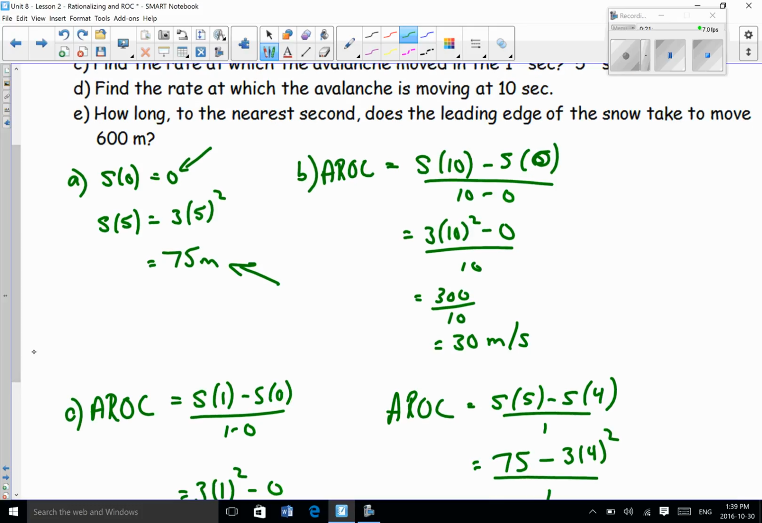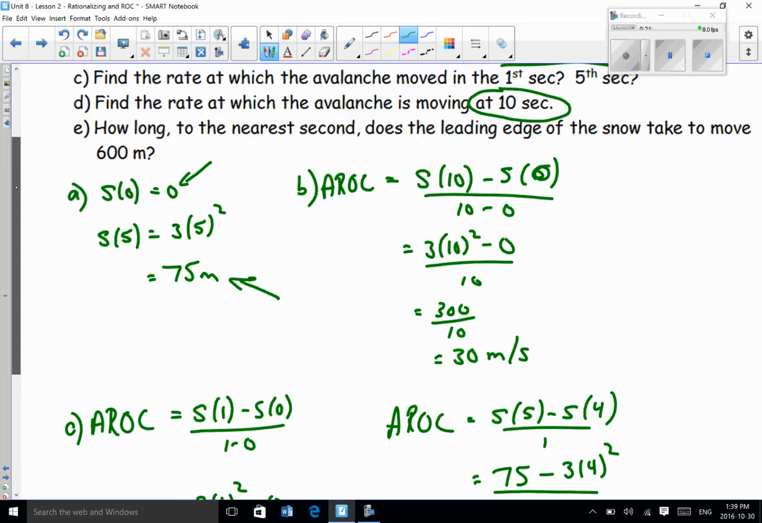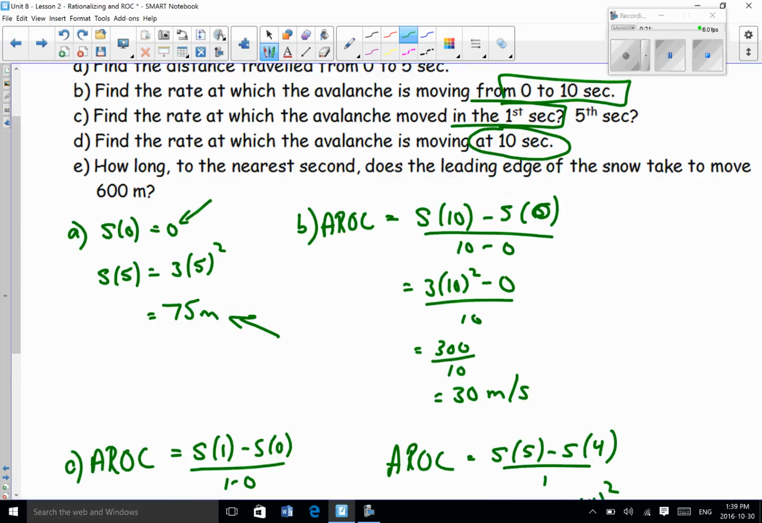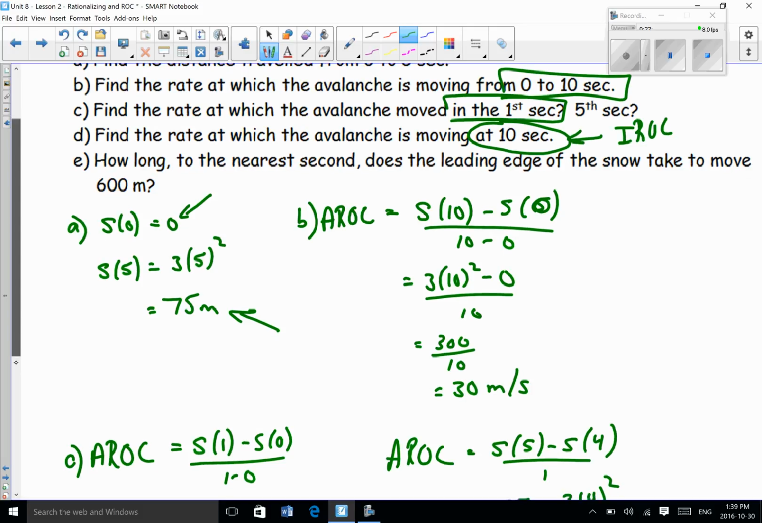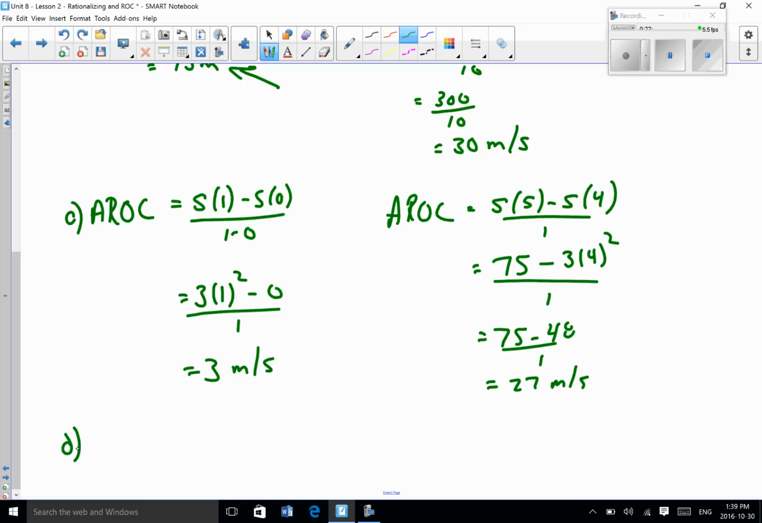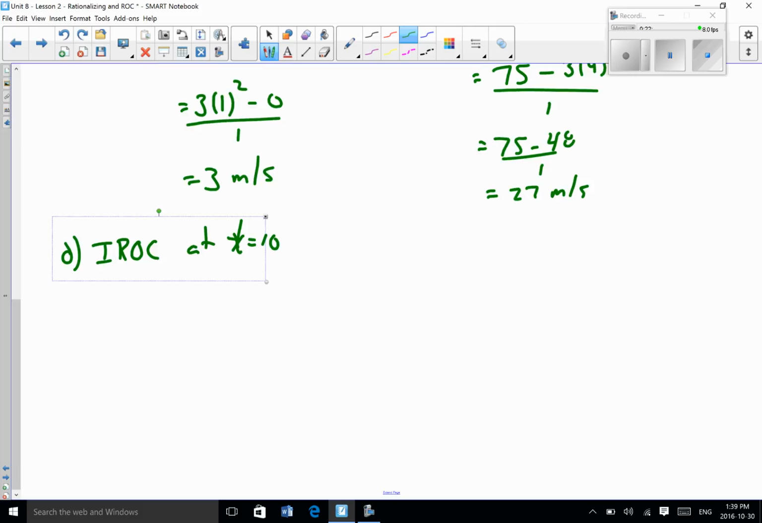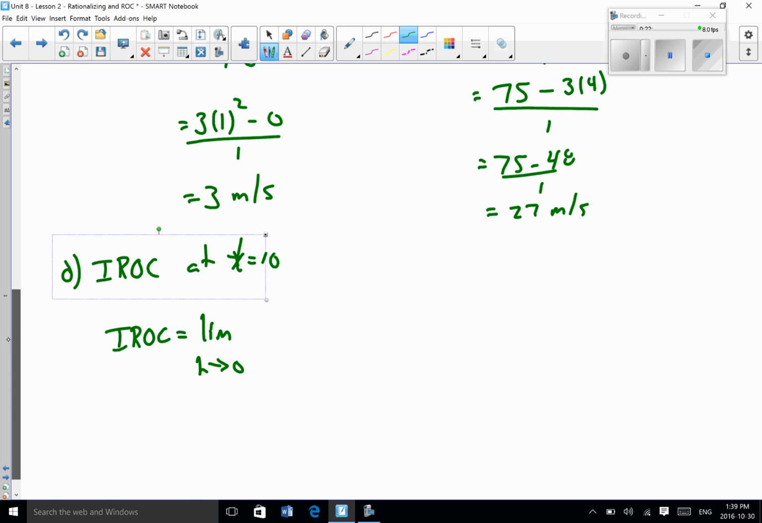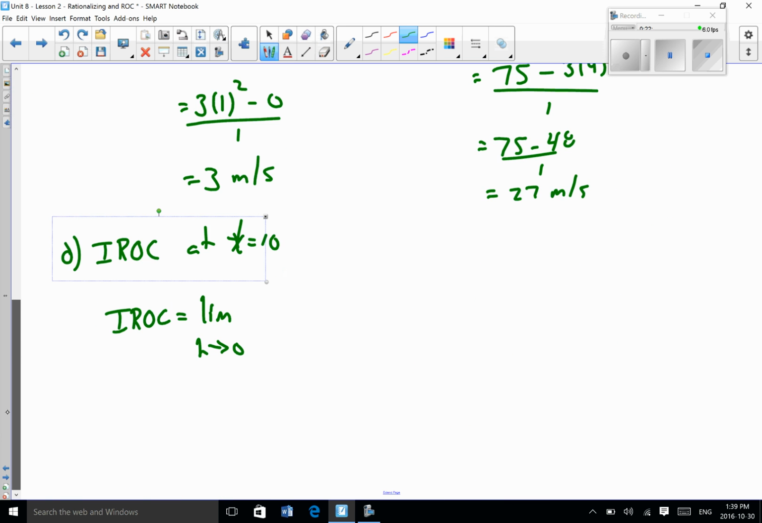Okay, find the rate at which the avalanche is moving at 10 seconds. So the different words here, at 10 seconds, as opposed to in the first second, references IROC. So really part D wants to know IROC at t equals 10, because we're talking about time. Okay, so to do that, we need to build that equation, right? That equation for IROC.